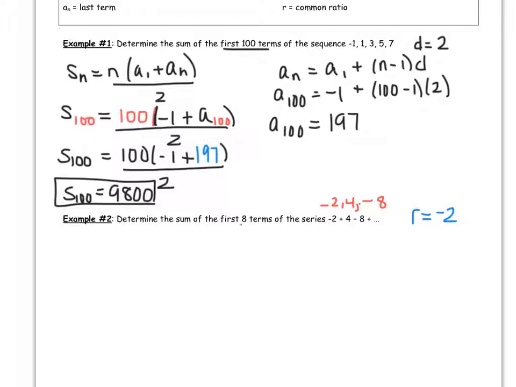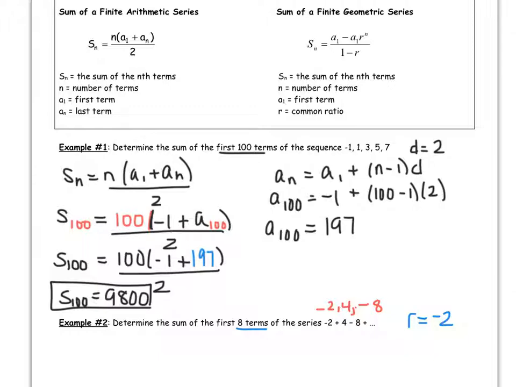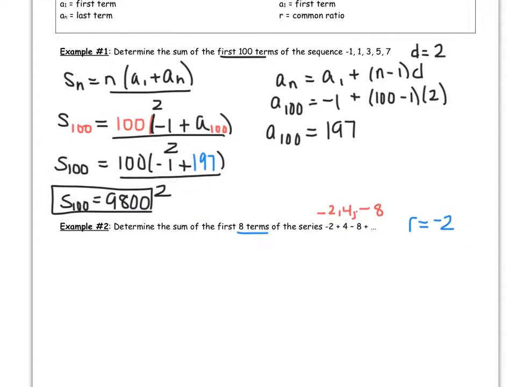So this means I have a geometric sequence where my common ratio is -2. And I want to find the sum of the first 8 terms. Now, since 8 terms is rather small, we technically could just count up to the 8 terms and then add them, but I want to practice with the formula. This is the formula for the sum of a finite geometric series. S sub n is equal to a1 minus a1 times r to the n, all over 1 minus r.